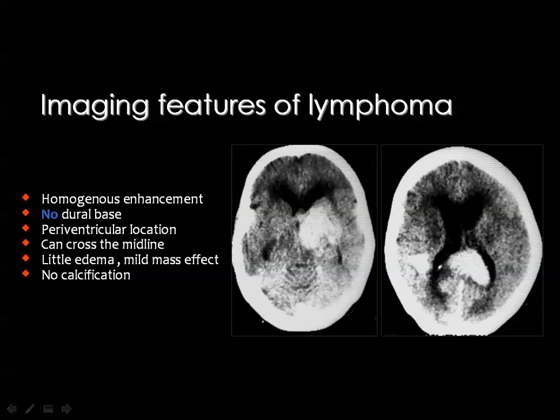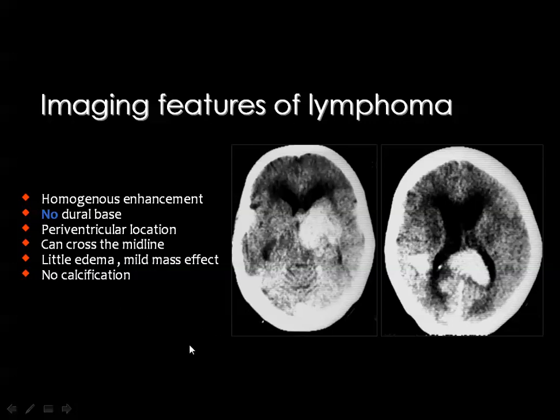And then lymphoma is a homogeneously enhanced lesion with no dural base, periventricular location, and can cross the midline if it affects any part of the corpus callosum. Little brain edema: the tumor is usually surrounded by little perifocal brain edema and exerts little mass effect on the adjacent structures compared to the tumor size. Then this lesion does not show calcification.